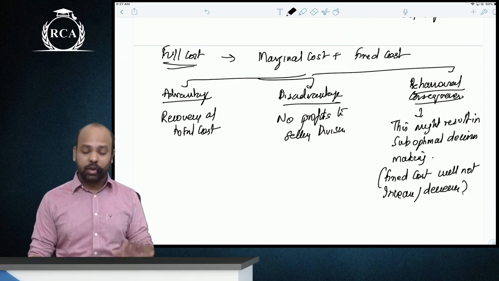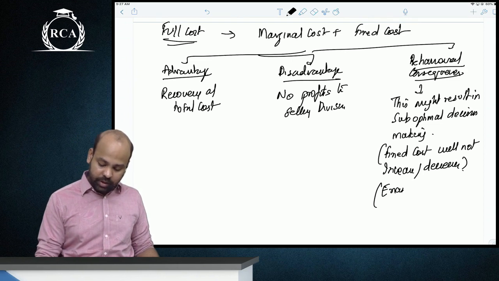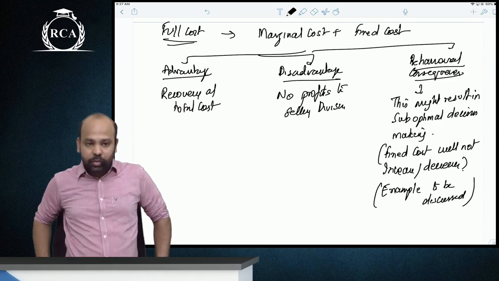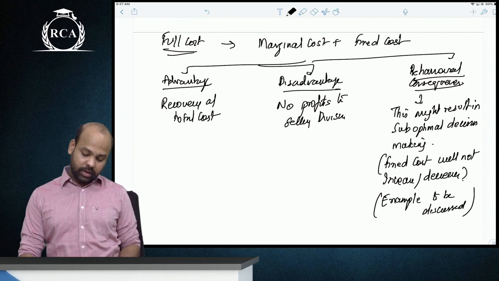I will give you an example. Please do not worry, beta. The example will be discussed. Please do not worry about it.